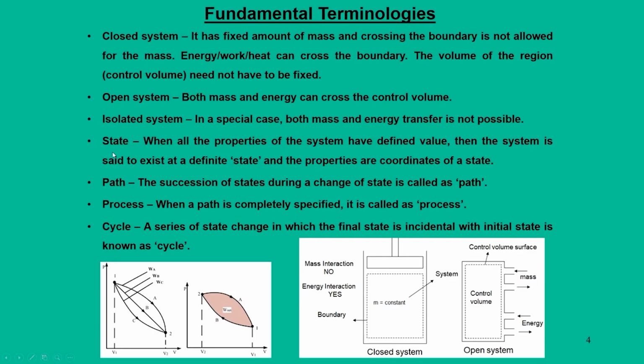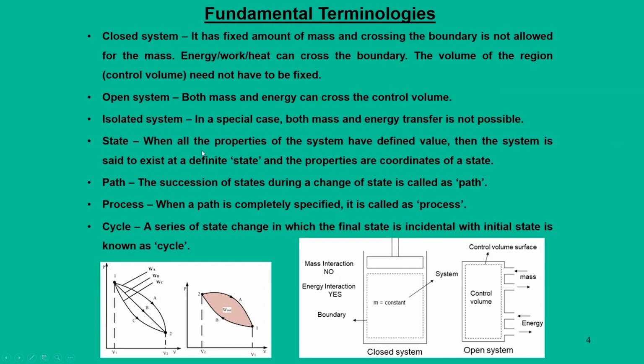Then, moving further, in thermodynamics we define a state. A state means that a particular system is specified by its identity, and this identity is normally referred to in terms of pressure-volume coordinates, and we call this a thermodynamic state. So, when all properties of a system have definite values, it is called a state, and properties are nothing but the coordinates of the state. Now, when the coordinates change, there is a change of state.